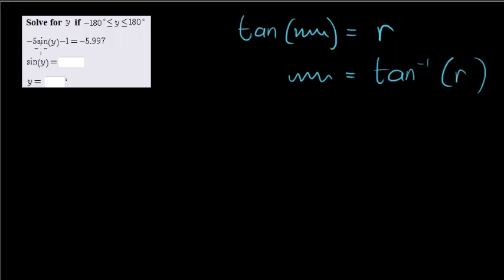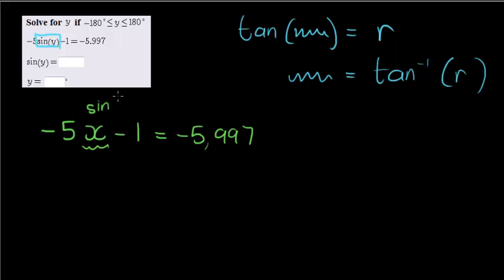So all we need to do is first of all solve for our trigonometric ratio, as if that is the thing I want to solve, not just y. I want to solve sine of y, so I want to get sine of y on its own. That's not too difficult. Can I treat it just like it was something else? Like I treat it as if it was negative 5x minus 1 equal to minus 5.997. All I want to do is solve for x, but instead of x I just have sine y. So let's keep it as sine y.